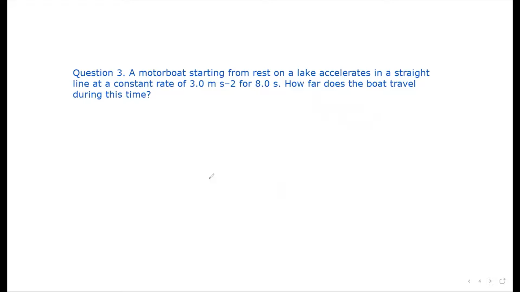The next example says: a motorboat starting from rest. Again, we have just told that u will be equal to 0 here. It accelerates in a straight line at a constant rate of 3 meter per second square. See, this is acceleration. Write it down. And how much time is given? That is 8 seconds. But how far? That means S. You have to find S. So first of all, you will write all the information: what is u, what is a, what is t, and what is S.